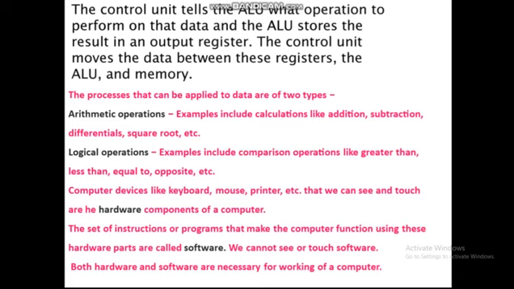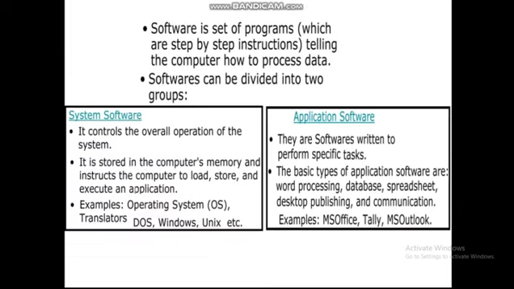Now the computer devices like keyboard, mouse, etc., we can see, feel and touch. That is known as hardware. And the set of instructions inside the computer for processing information or data is known as software. Both hardware and software are required for the proper functioning of a computer.